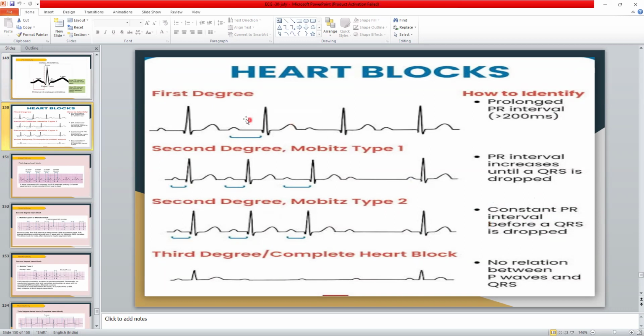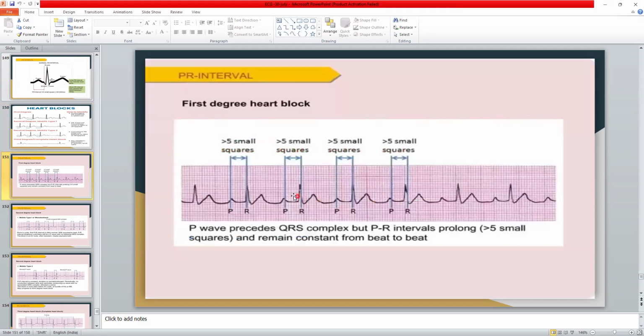As I told you, there are three types: first degree, second degree, and third degree. In first degree, the PR interval will be constant, but it is prolonged. There is no change in the duration of the PR interval. It is usually more than 200 milliseconds. Here you can see it properly. This is a first degree heart block.